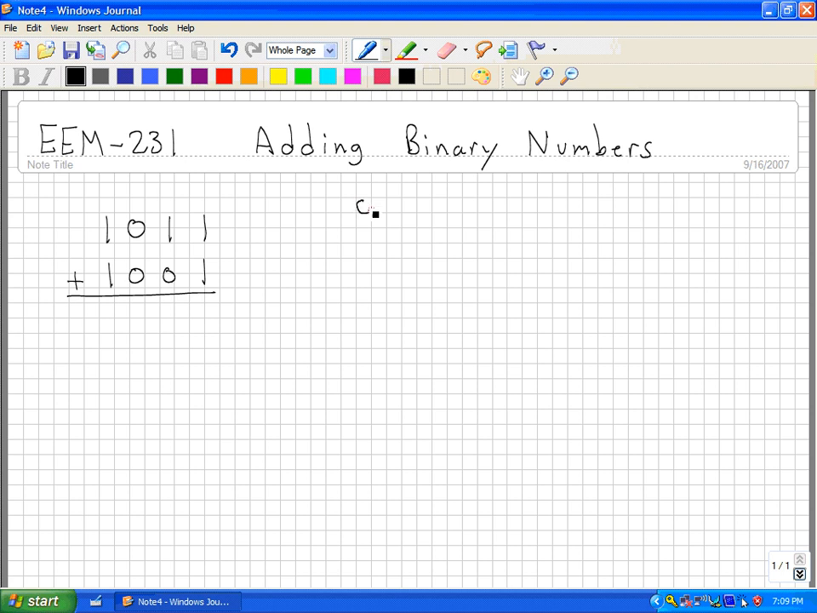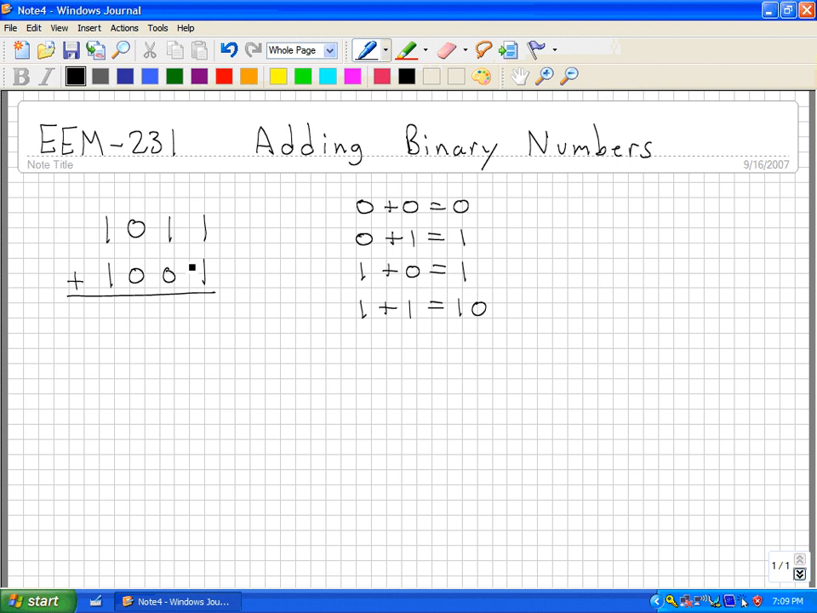First, 0 plus 0 equals 0. 0 plus 1 equals 1. 1 plus 0 equals 1. And 1 plus 1 equals 1, 0. Now you notice I say 1, 0 here. 1 plus 1 is equal to 2, and 1, 0 converted to decimal is 2.